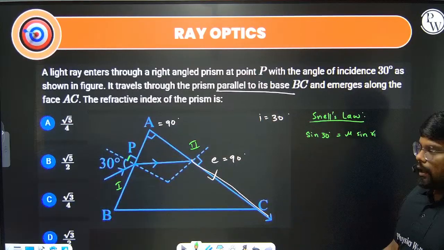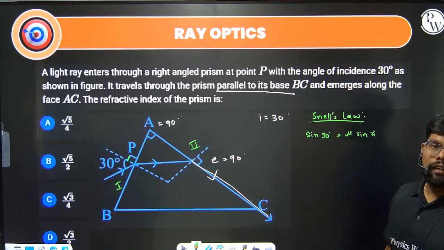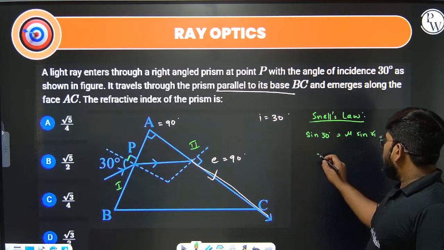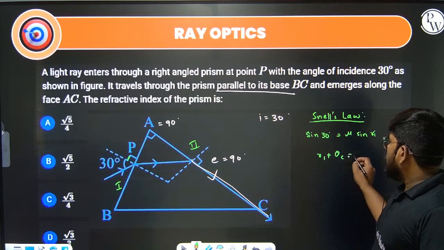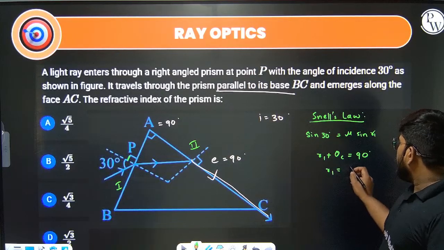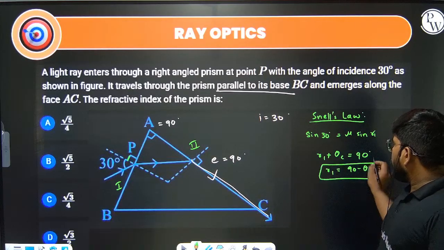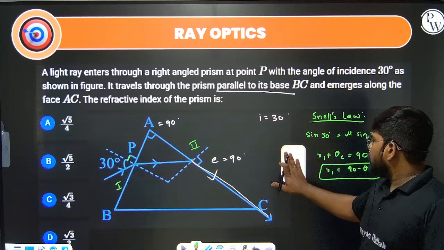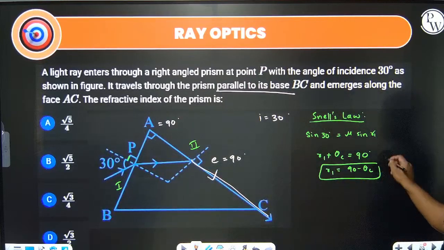Okay, fine. Then for the second refraction, directly we can say it is at the critical angle. So directly, r1 plus r2, which I'll write as theta c, is equal to A, which is 90 degrees. So in place of r1, I can write 90 minus theta c, isn't it? This is from the second, that is the prism formula. Then we can substitute here.